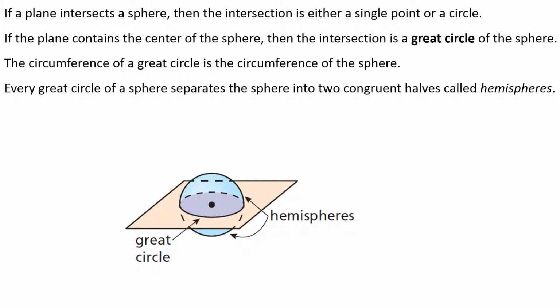And of course, a great circle cuts that sphere right in half, and we call those halves hemispheres. Sometimes with geography, we talk about the northern hemisphere and the southern hemisphere of our planet, whether you're north or south of the equator, or sometimes we talk about eastern hemisphere and western hemisphere. That's a little bit more arbitrary because we talk about the international date line, but it does cut the planet into two hemispheres.